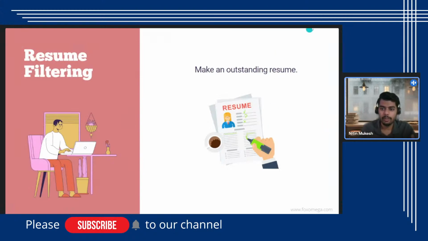If I talk about the first step, resume filtering, it is important because you may have very good technical skills and projects, but if you don't have a good resume, your profile is not going to get shortlisted. That is why it is important to be very clear about how you make the resume. If I start a session on the resume alone, it is going to take more than one or two hours.